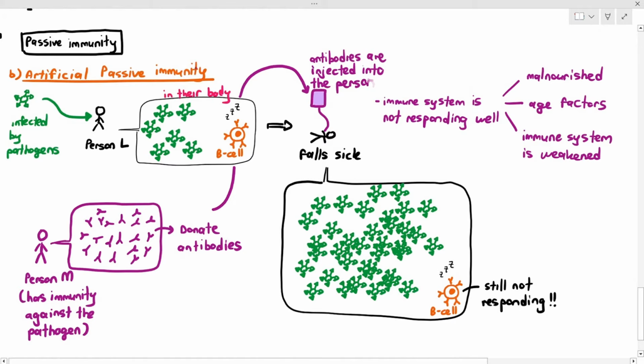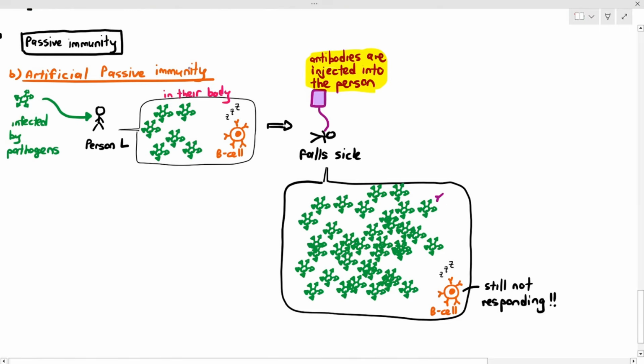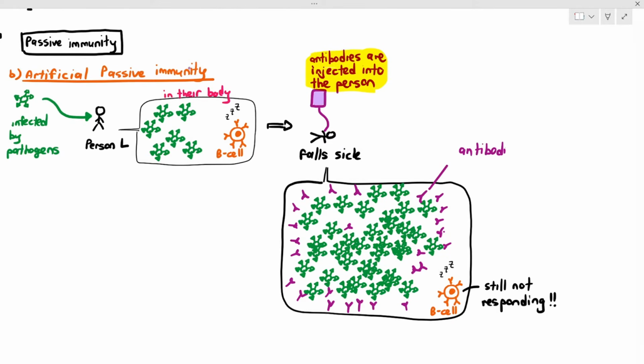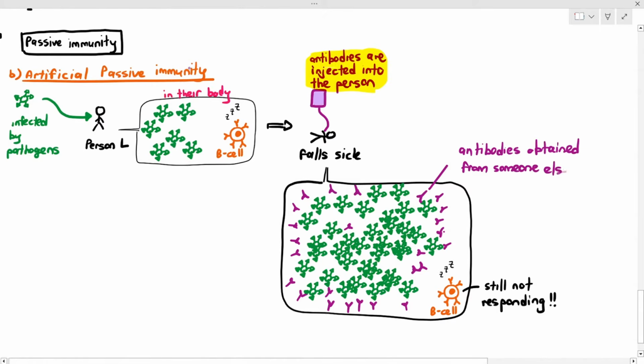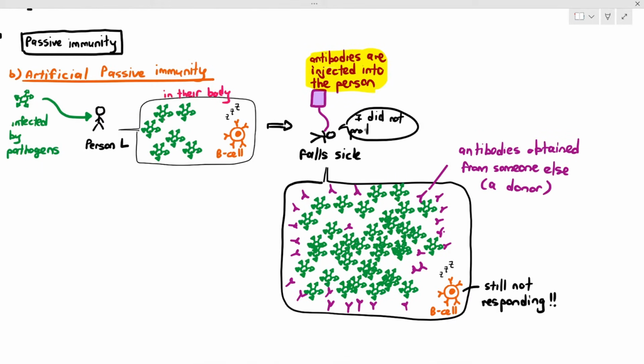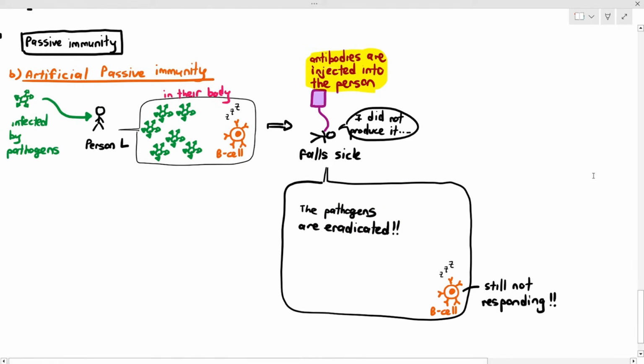Did person L produce their own antibodies? No. The antibodies were given to them through someone else. Okay? The antibodies from someone else were provided to them. And when those antibodies, which were obtained from someone else, were given, what will actually happen is these antibodies will immediately bind to the pathogen and it will get eradicated.